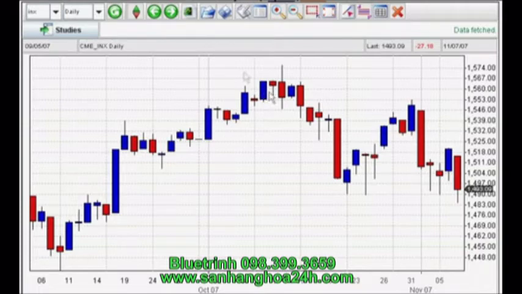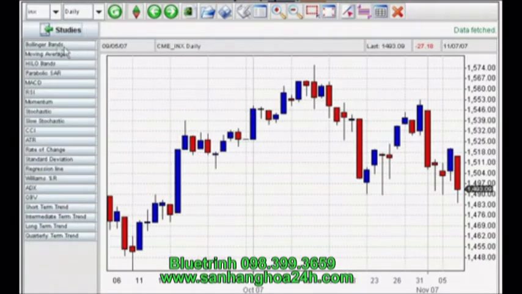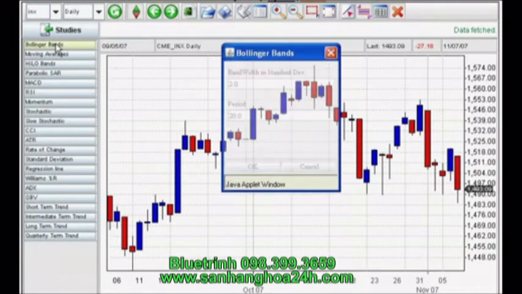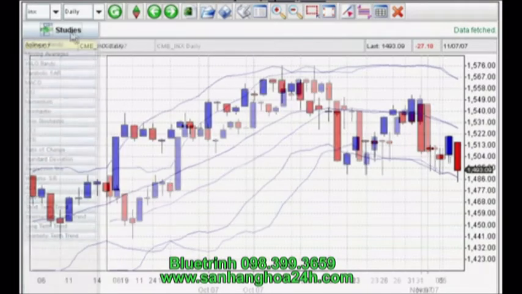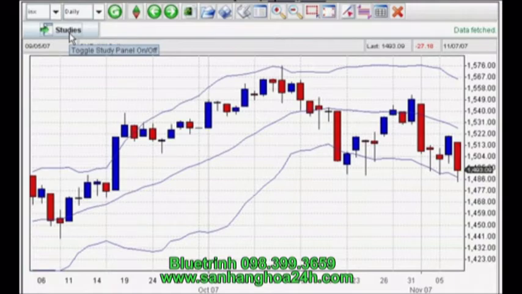So let's go right to the drawing board. Let's look at Bollinger Bands. Click here. And there's the 20 period, and there's the two standard deviations. A classic way to look at it. So we can click OK, and there you see the Bollinger Bands directly on your Market Club charts.